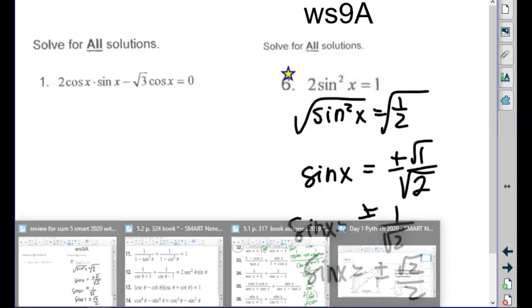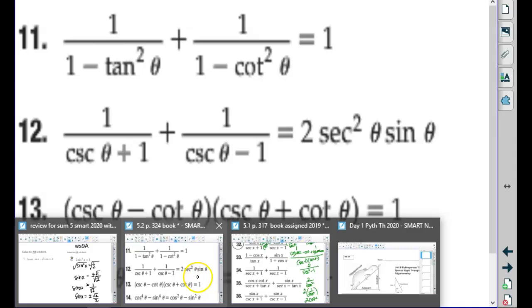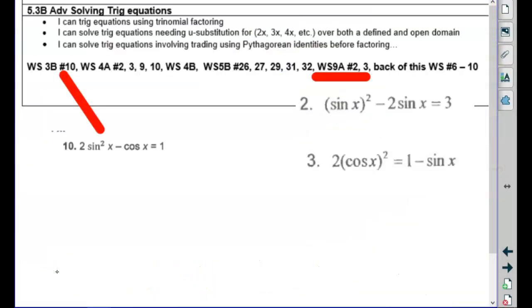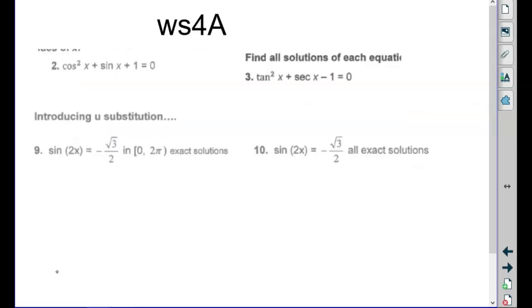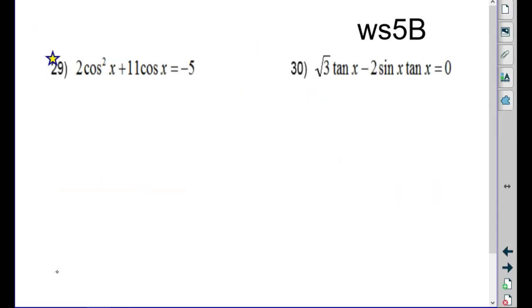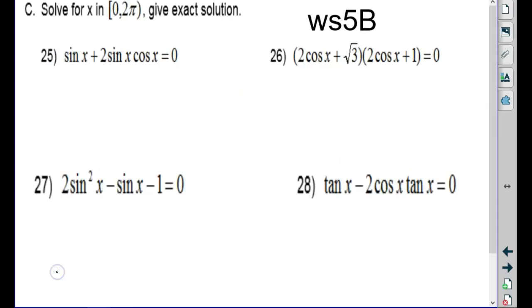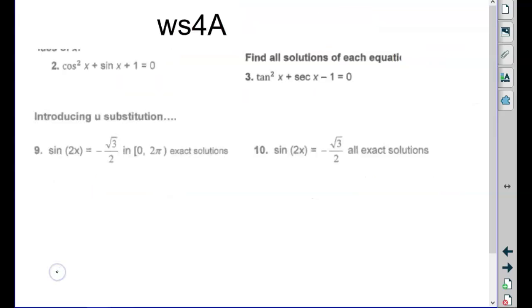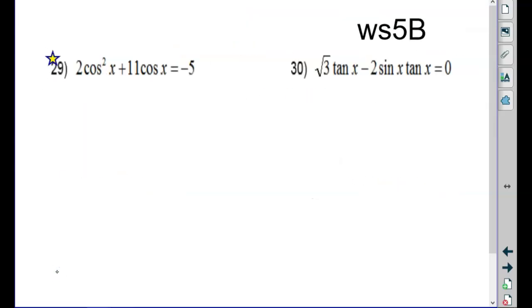All right, I think we can go back and talk about the second kind now. Okay, here's a starred one. Apparently I didn't star any of those, okay. This is from worksheet 5B. What would you do first here? 29.